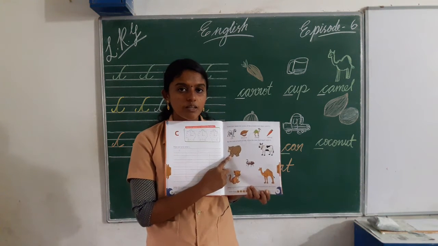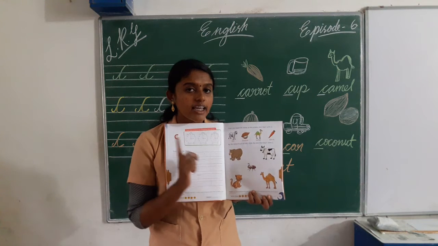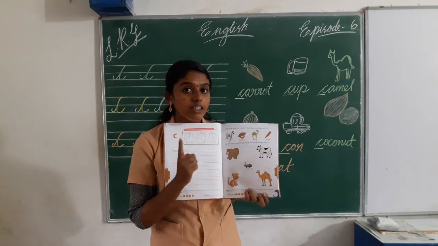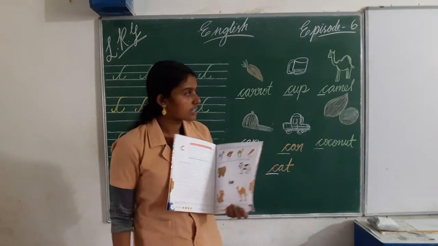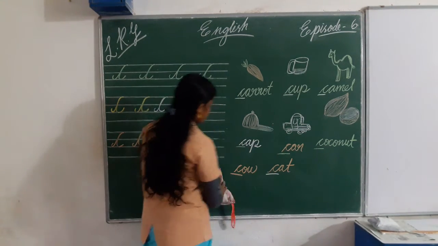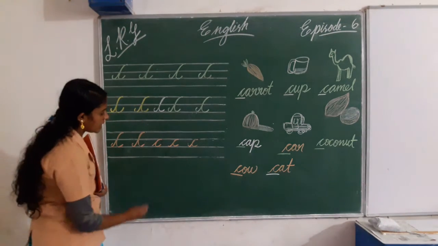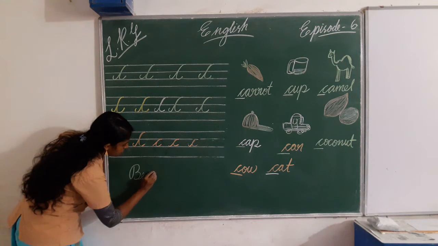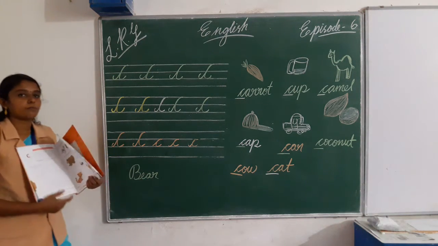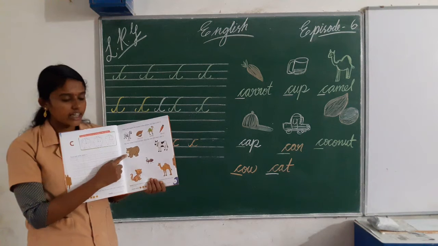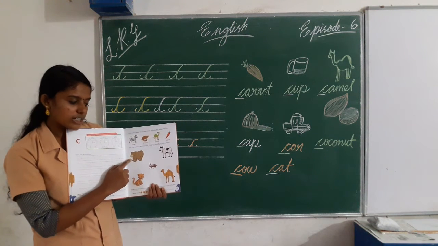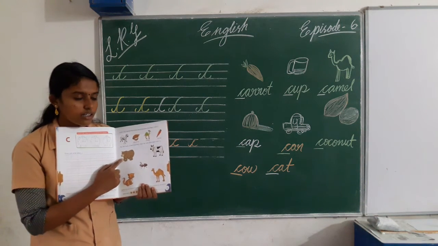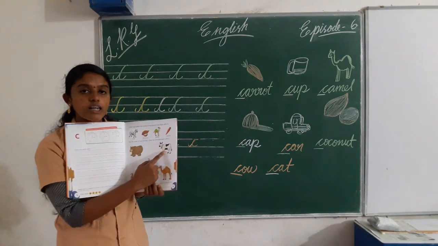What is the name of this animal? Say loud. B for bear. Bear. What is the name of this animal? Bear. Okay. Next, what is this?